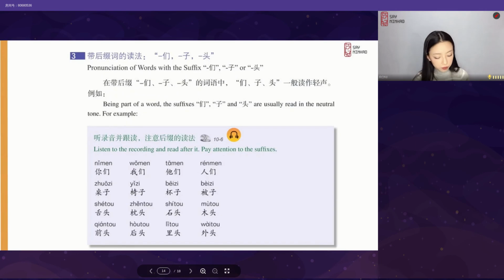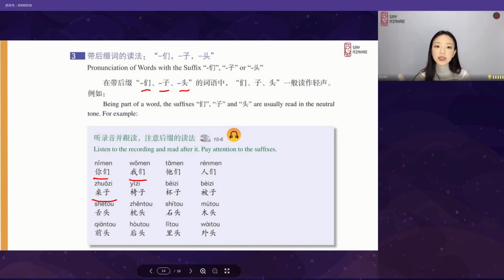reduplicated syllables, okay? Now let's move on to the pronunciation of words with the suffixes 们, 子 and 头. So for these three characters, when they are used individually, they are men, zi and tou. But when they are acting as a suffix, they're all neutral tone. So for example, first one, 你们, we are really familiar with it. It means you, the plural version of you. 你们, 们 is the neutral tone. Next one, 我们 means we, right? 我们, neutral tone too.